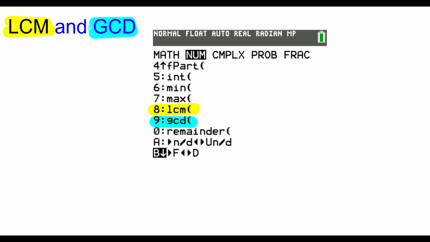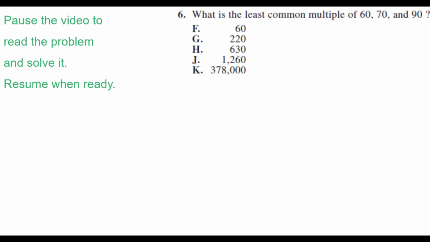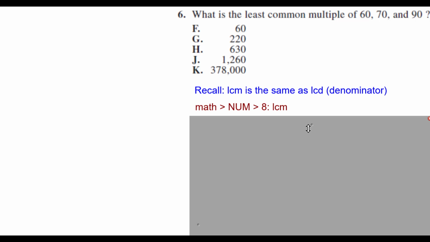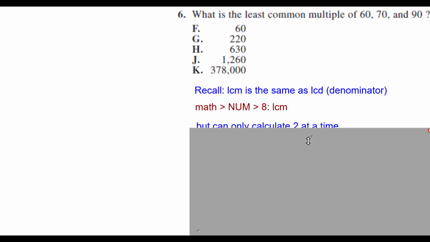The first couple of examples will deal with LCM and GCD. So this is the first problem. Pause the video to read it, solve it, resume when ready. So recall that the least common multiple is the same as the least common denominator. And so these are the directions on how to use the calculator for this.